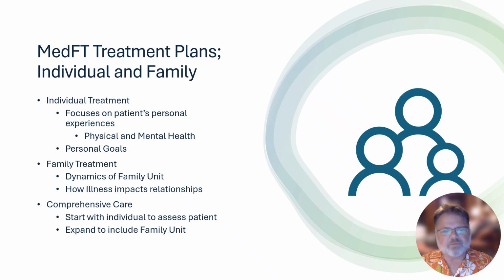In regards to individual and family treatment plans, individual treatment plans focus on the patient. It focuses on their physical and mental health, and it includes personal goals. Family treatment looks at the dynamics of the family unit and how illness affects the family and the relationships within the family. A comprehensive care model would be to incorporate both individual and family treatment plans, start with the individual to assess the patient, and then further expand to include the family unit for positive outcomes.